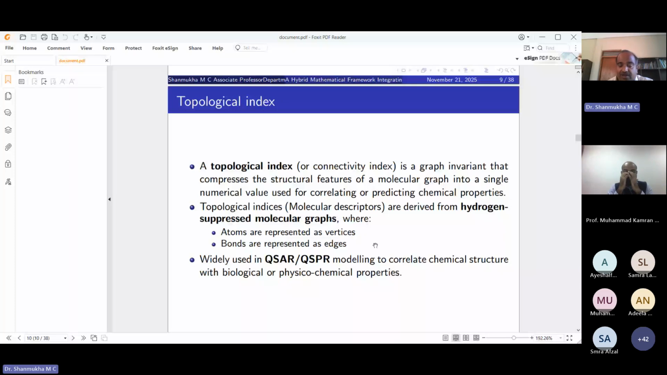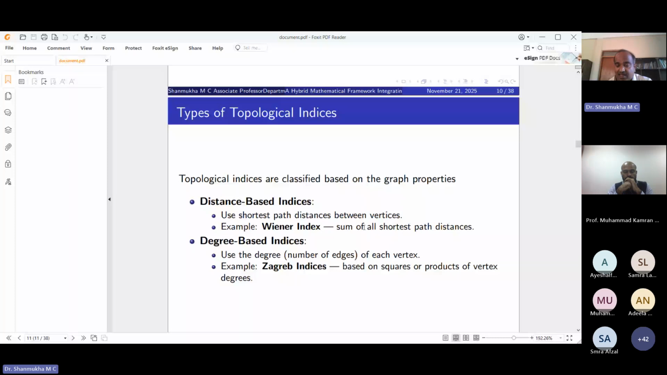Then we move on to types of topological indices. In this discussion, we discuss only two types of topological indices. These are called distance based and degree based. Distance based topological indices use the shortest path distance between two vertices. An example of a distance based topological index, the first one, is the Wiener index. The Wiener index represents the sum of all shortest path distances.